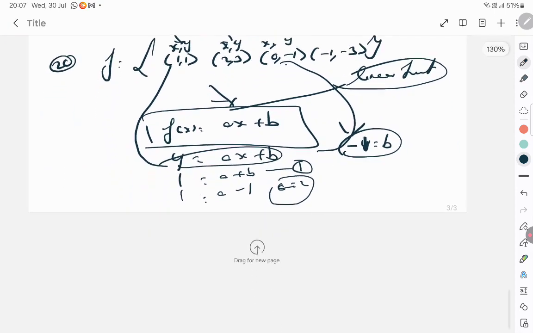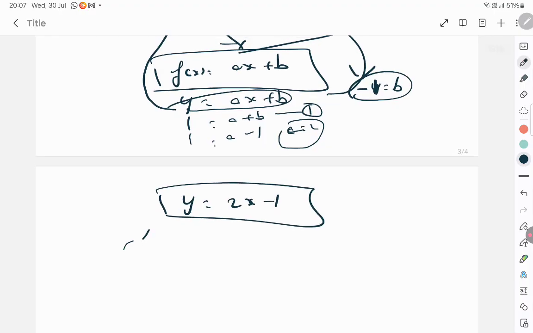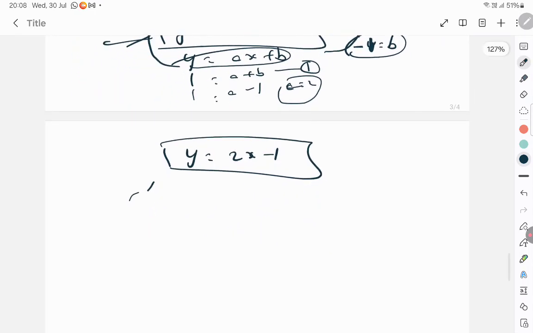Y is equal to ax plus b. So thus you got your linear equation. You should always memorize this: f of x equals ax plus b is a linear function. You know x values and y values from these, and you can substitute, get the linear equation, and solve it. Okay, so let's go to the next question.